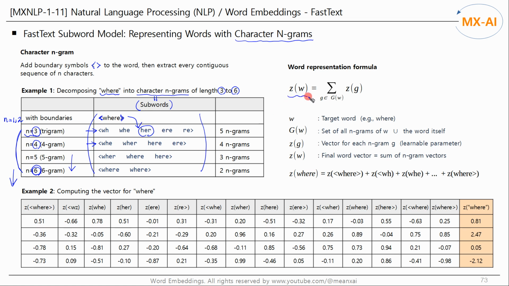Next, let's look at the formula for the embedding vector of a target word. Here, W represents the target word.